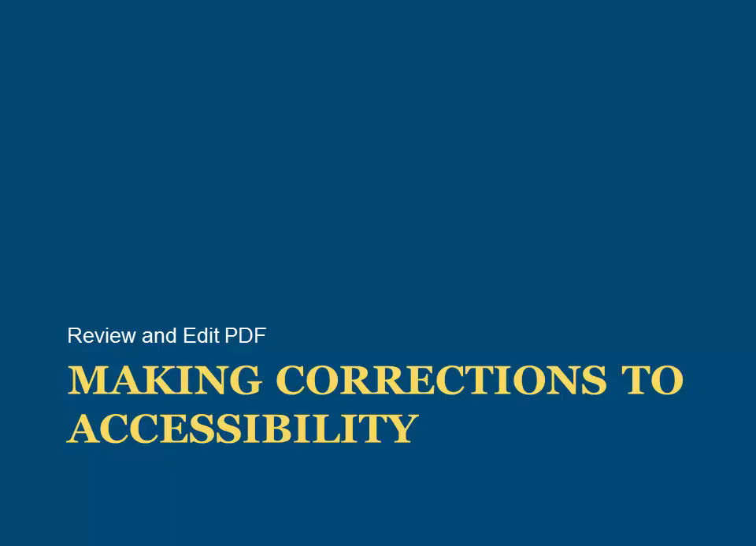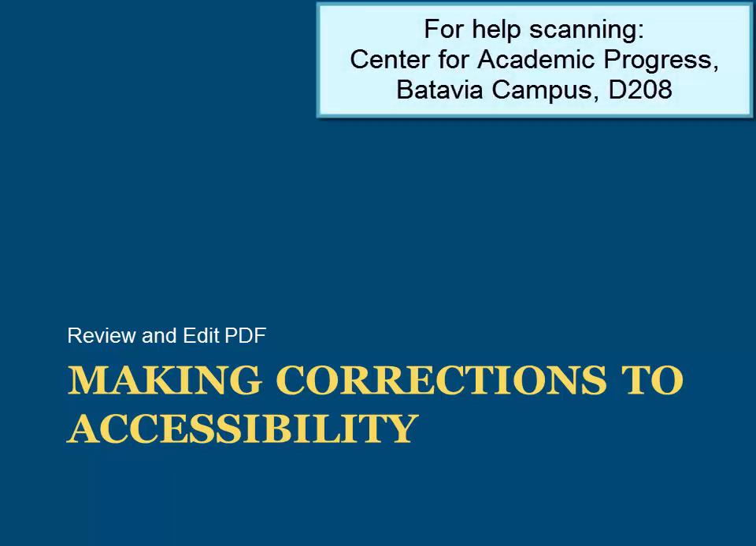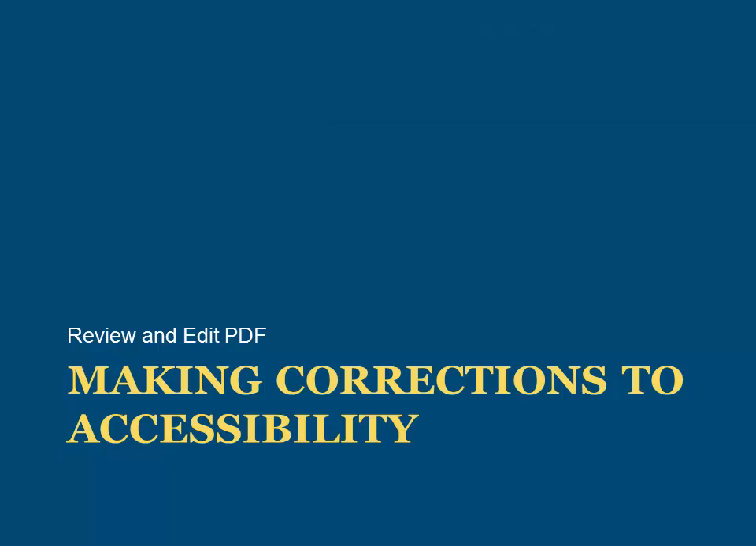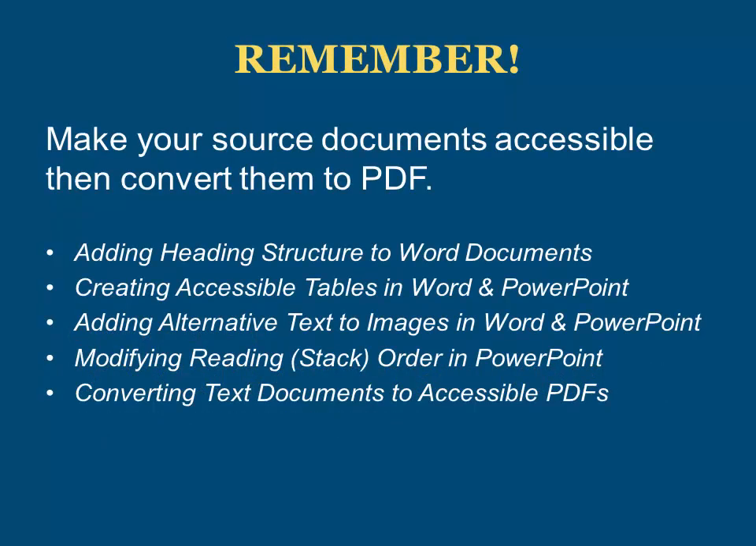If you absolutely cannot obtain an electronic copy, the Center for Academic Progress in room D208 may be able to assist in rescanning your physical copy to a screen reader compatible PDF. If you have any issues regarding bookmarks, reading order, or tags, again, the best way to correct these is to go back to the source document and make that document accessible, then convert it properly to a PDF. The links to these tutorials are listed in the video description below.